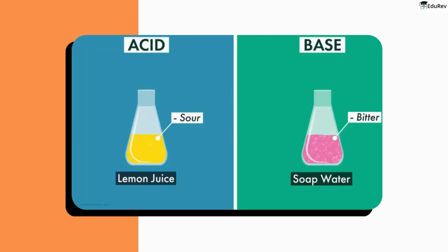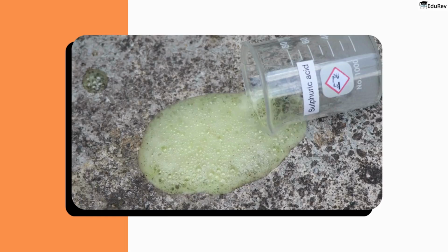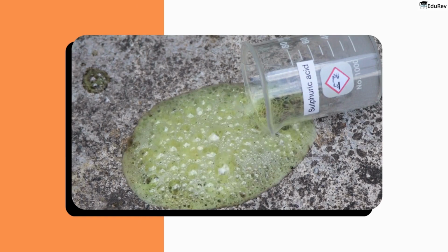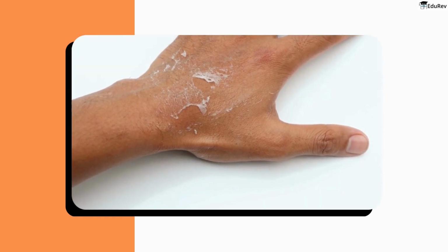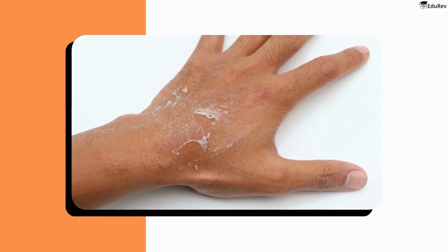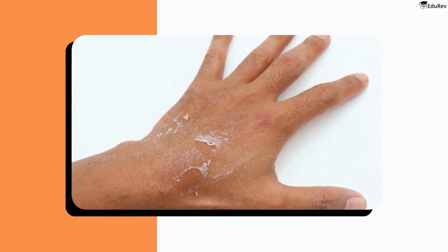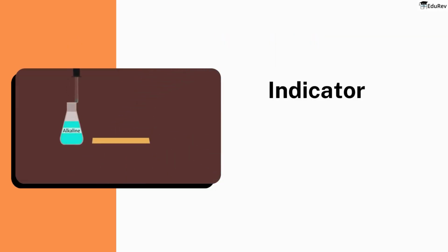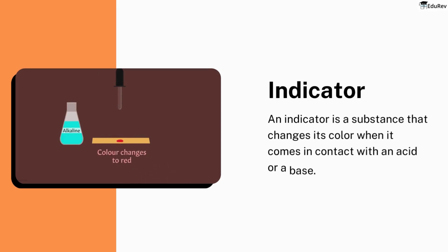You cannot taste or touch them as the acids and bases present in laboratories are very corrosive in nature. They can even burn your mouth or skin. So what will you do? The best and easiest way to identify the difference is by using an indicator. An indicator is a substance that changes its color when it comes in contact with an acid or a base.